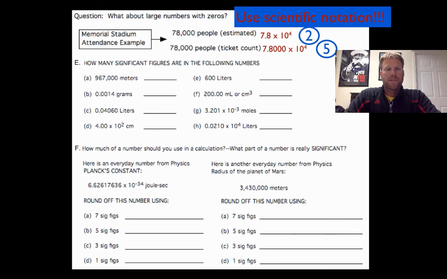All right, once again, it is time to pause the video and practice. Identify the number of significant figures in the following values. Pause the video and try them on your own. The only way to get better is to practice. When you are ready, push play to check your work.